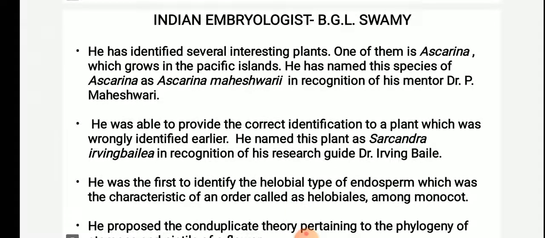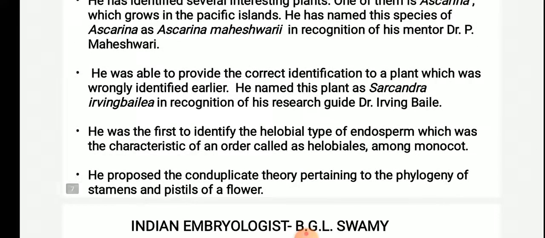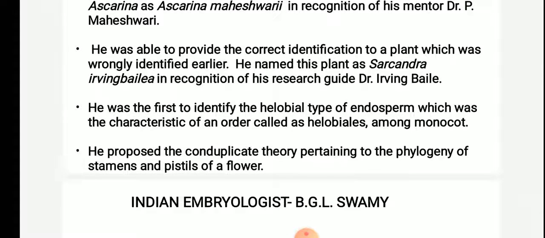He has identified several interesting plants. One of them is Ascarina, which grows in the Pacific Islands. He named this species Ascarina maheshwari in recognition of his mentor, Dr. P. Maheshwari. He was able to provide the correct identification to a plant which was wrongly identified earlier. He named this plant Sarcandra irvingbaileyi in recognition of his research guide, Dr. Irving Bailey.